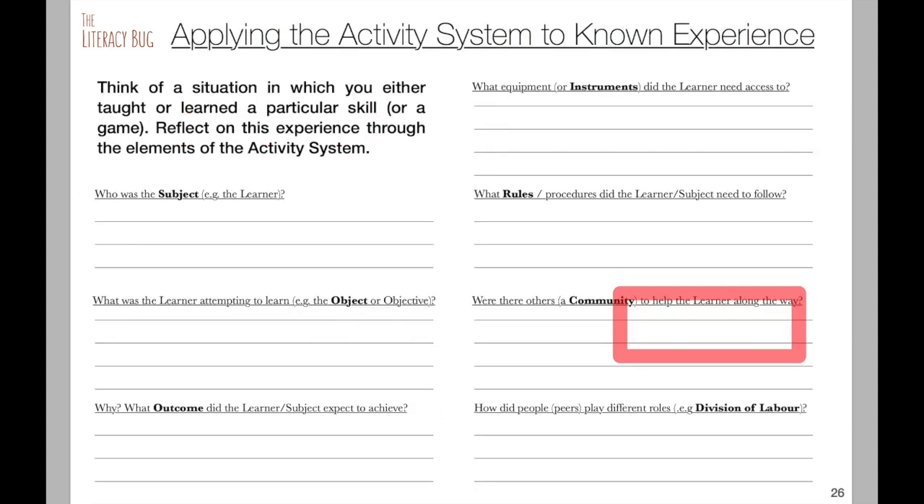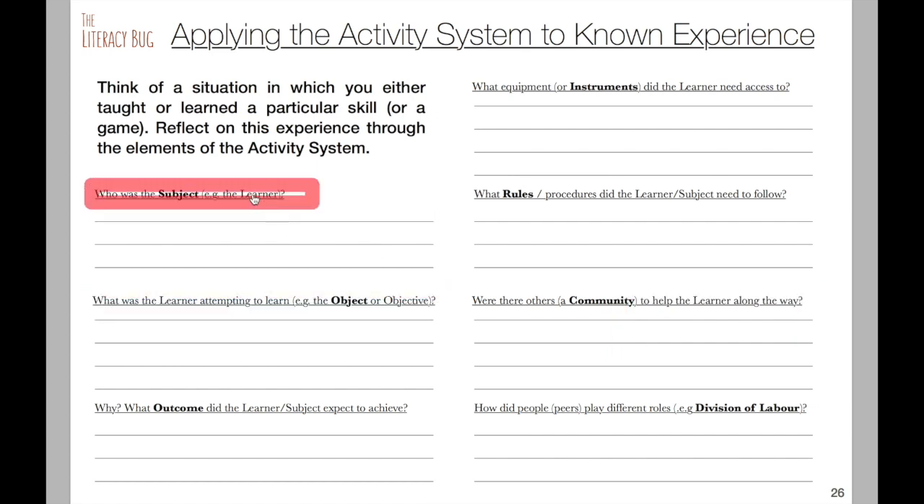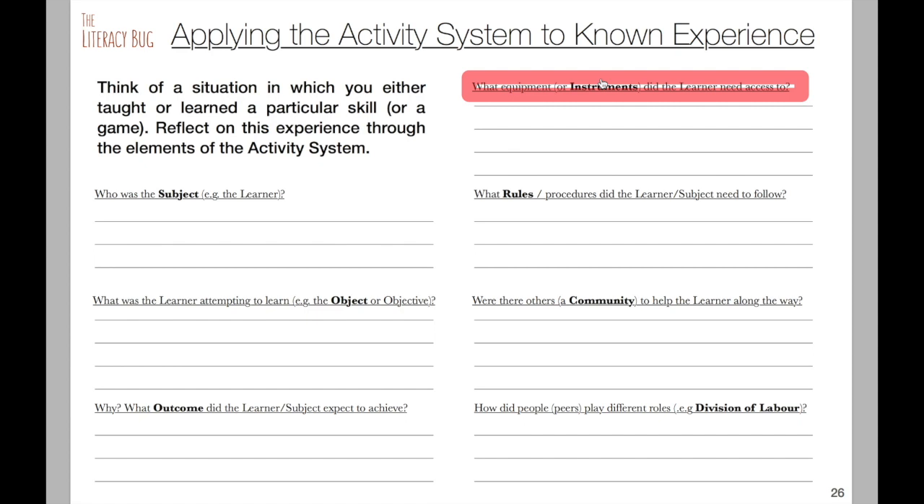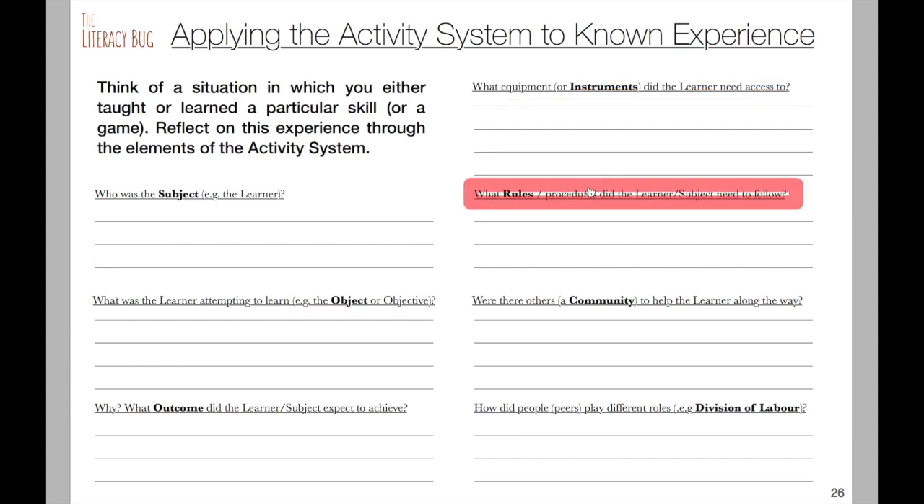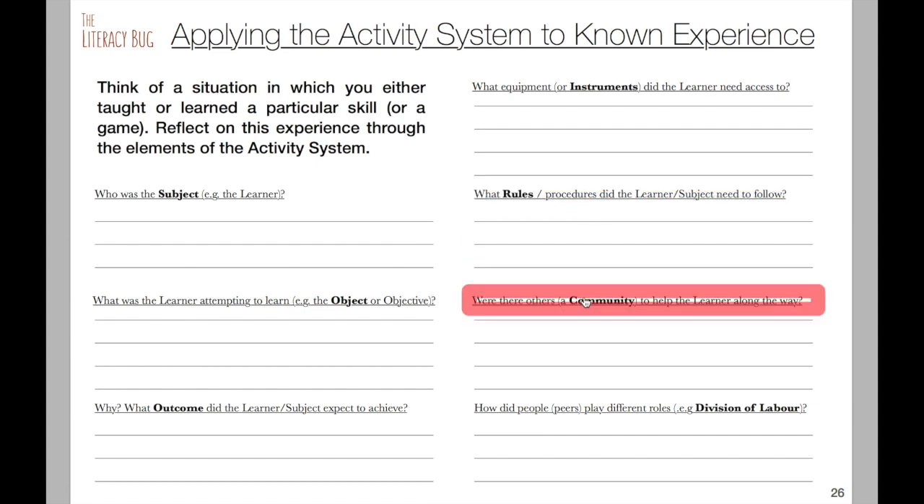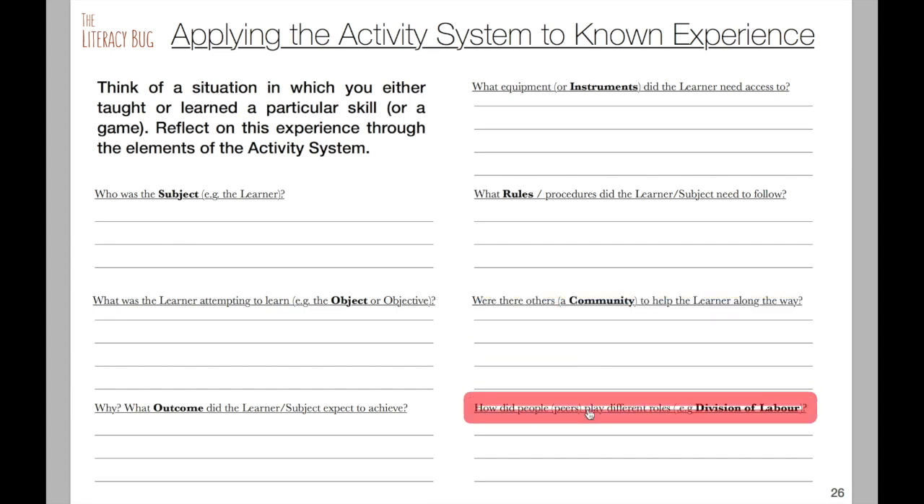Okay, so I want you to apply that. So think of a situation in which you either taught something or you learned a particular skill. And in that context, I want you to think about, okay, who was the learner? What was being learned? What was the outcome? What was the why? Why was that being learned? What equipment was necessary for that learning? What rules and procedures did the subject or the learner need to follow? Who were involved? What was the community that helped the learner develop these skills? And did those people play different roles? Okay, we can pause for a second. You could pause the video and reflect on those questions or do those later.